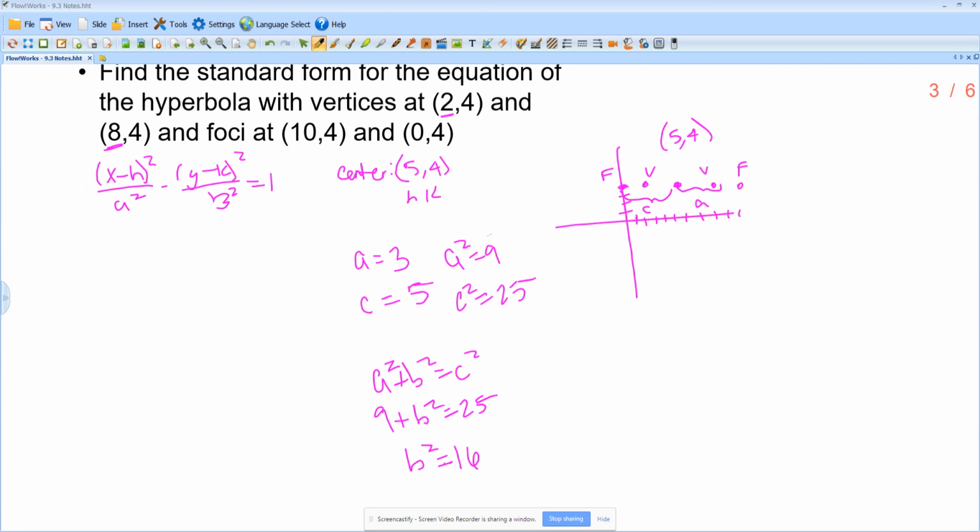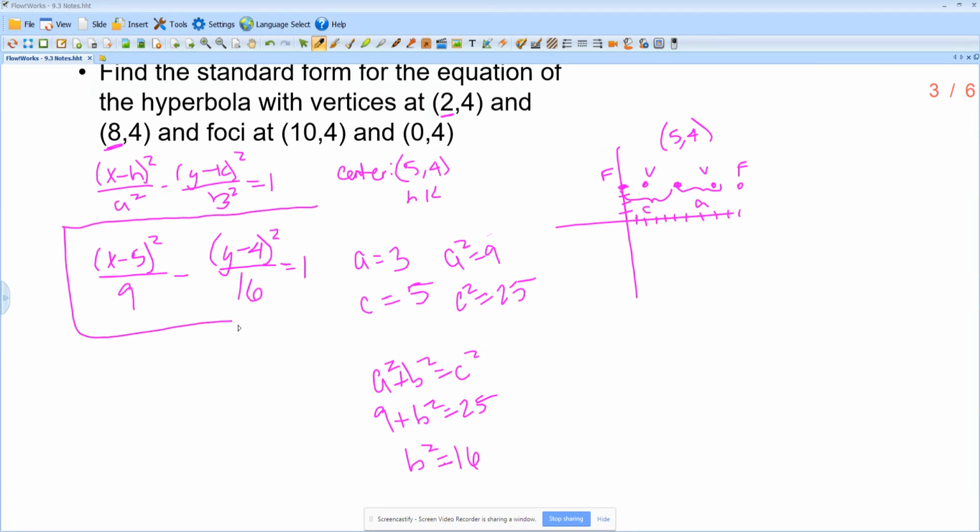Now I have all the information that I need in order to just write the equation. X minus 5 squared, because that's what h is, over a squared, which is 9, minus y minus 4 squared, because that's what k is, over b squared, which is 16, equals 1. Please don't forget the equals 1. It is important to make sure that it's a hyperbola.